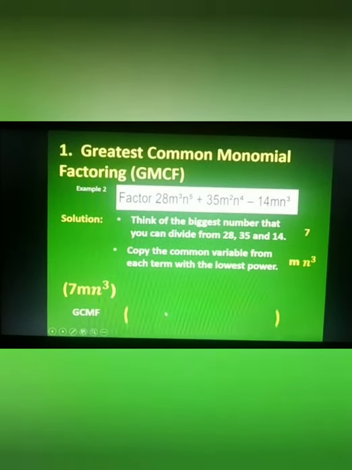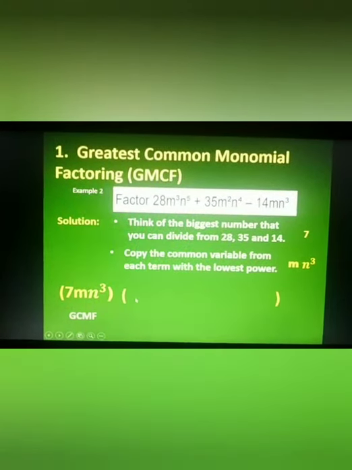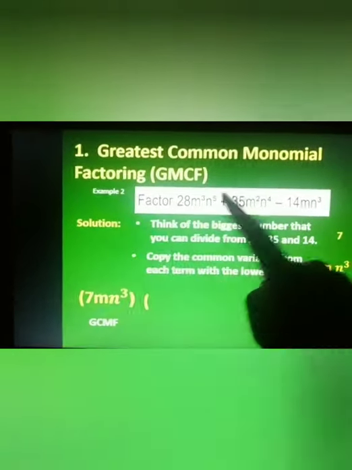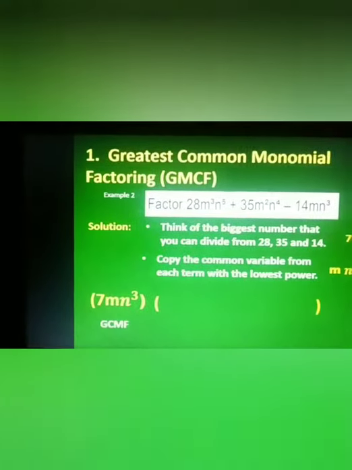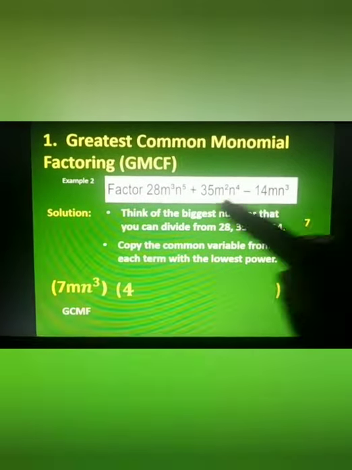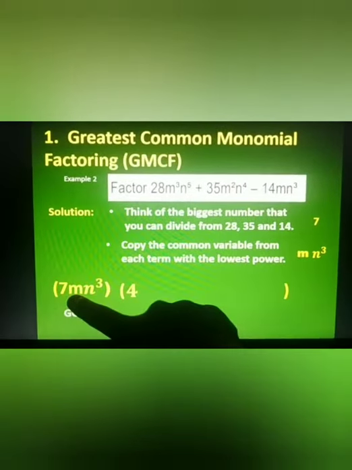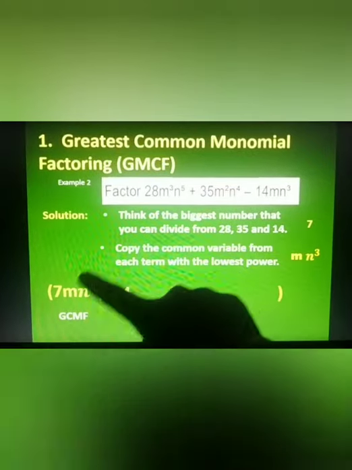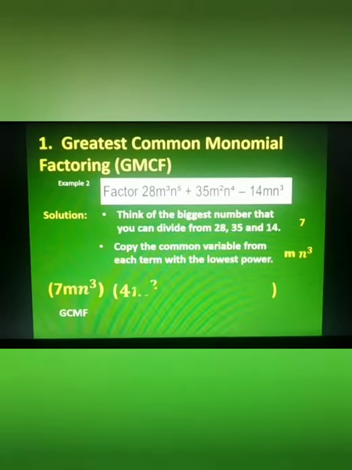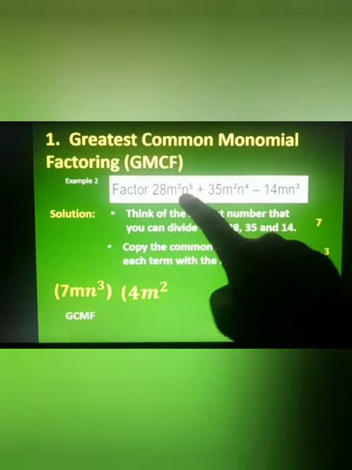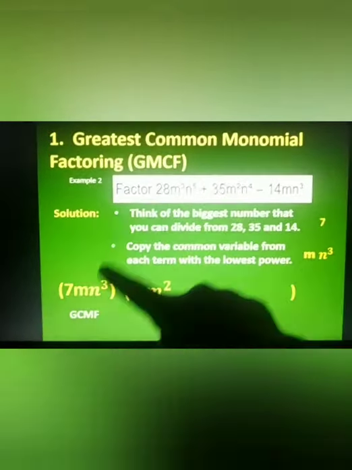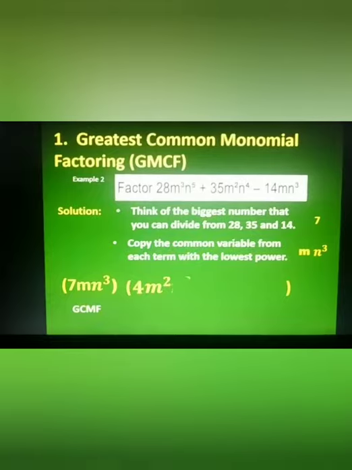What do we do? Prepare your parenthesis or the grouping symbol. Divide. Divide each of them one by one. Okay. 28 divided by 7. That's 4. How about the variables, the powers? If the bases are the same, when you divide, you just subtract the powers. m cubed divided by m. 3 minus 1. So what is left is m squared. How about n raised to 5 and n cubed? n raised to 5 divided by n cubed, subtract the powers, the remaining is n squared.